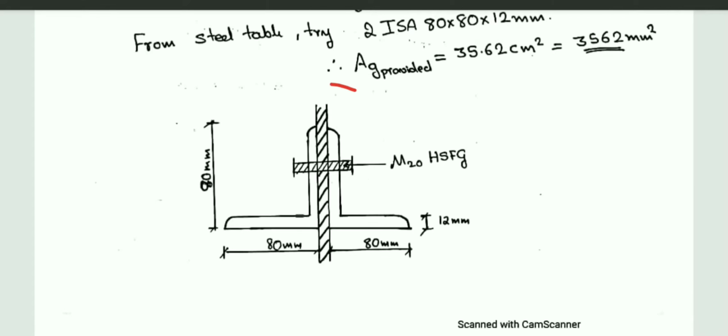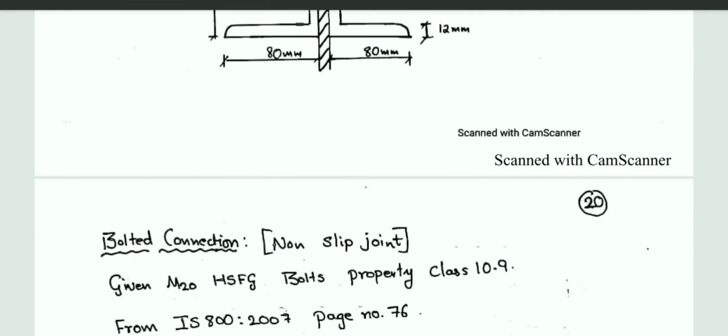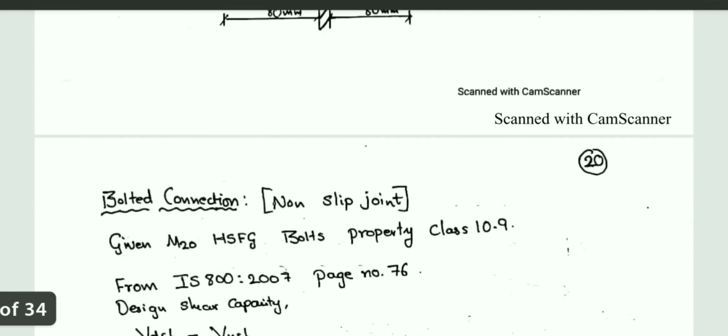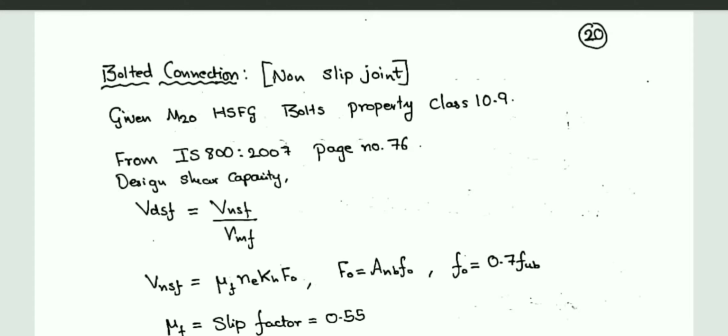This will be the connection now. It will be like this. It will be connected on both sides of a gusset plate. Okay, so this is 80 mm, and this is 80 mm, one leg each, since they are equal angles. So M20 HSFG bolt is used. Next, after selection of the angle member, let us go for the connection here.